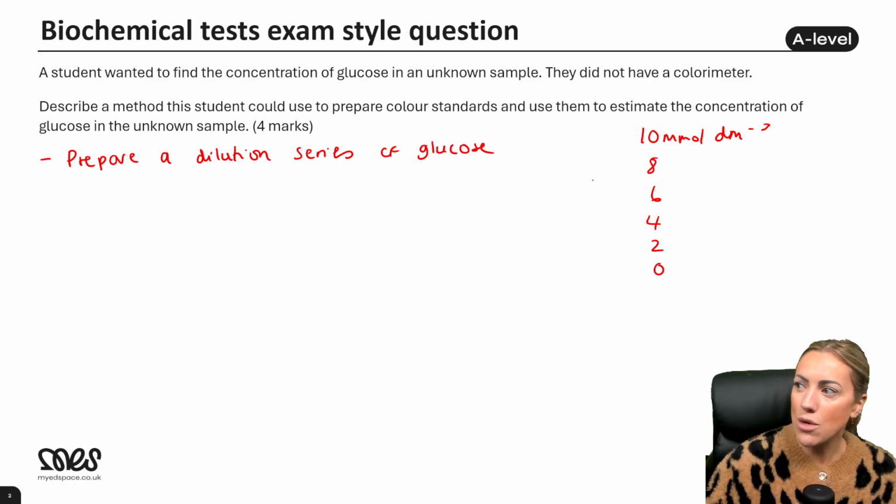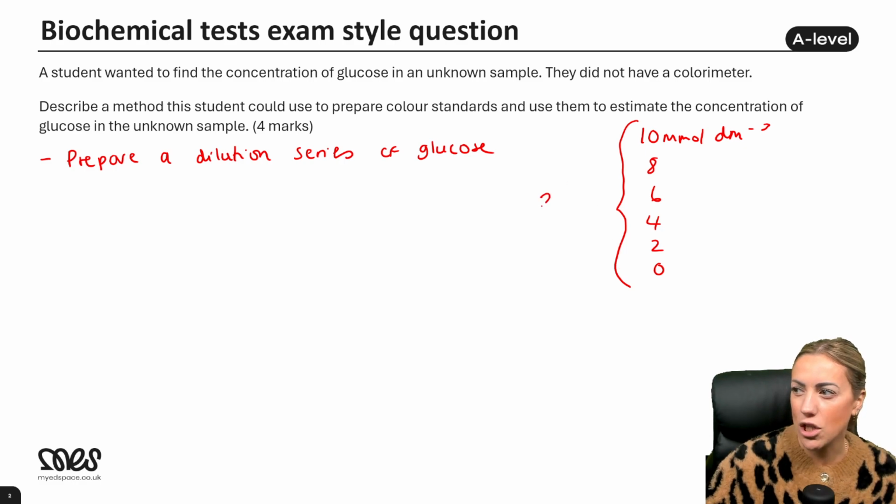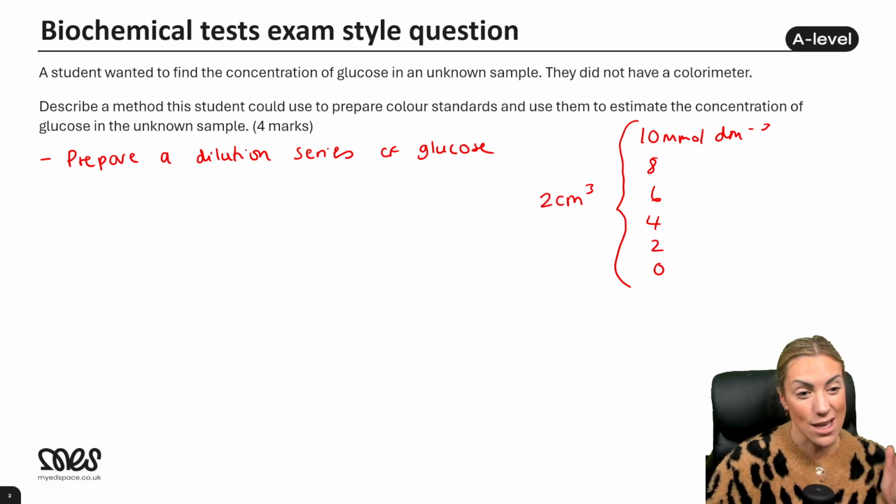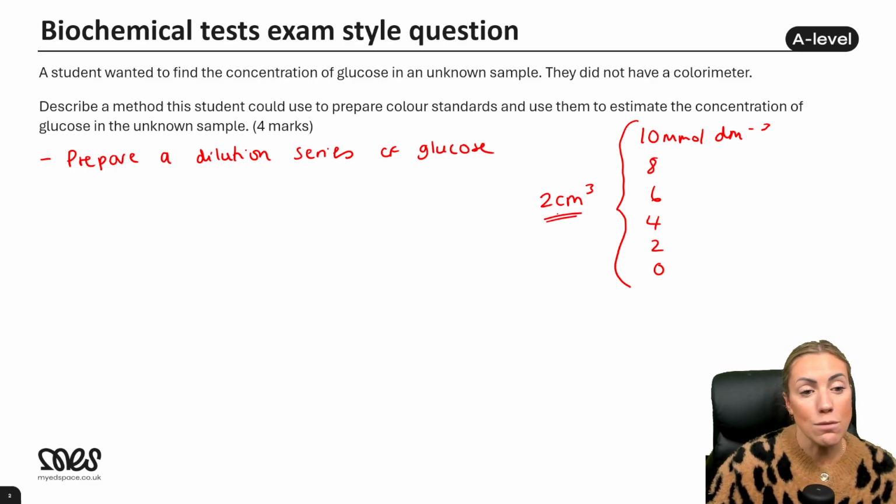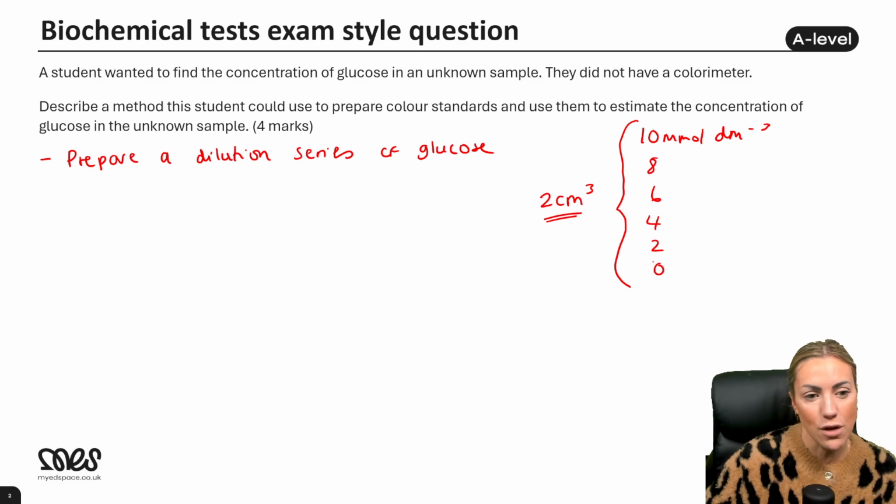So let's say you wanted all of your solutions to have a total volume of 2 centimeters cubed, okay? Because they all need to be the same volume, right? So say we want them all to have the volume 2 centimeters cubed, and we've been given the glucose solution, which has a concentration of 10 millimoles. We want to make this range of concentrations going all the way down from 10, 8, 6, 4, 2 to 0. We'd have to think about how much of the stock solution and how much water we add to each tube.